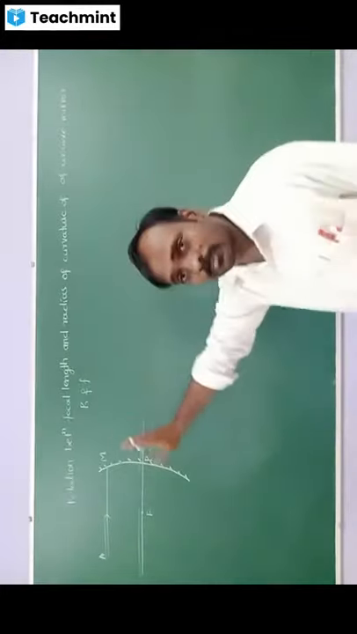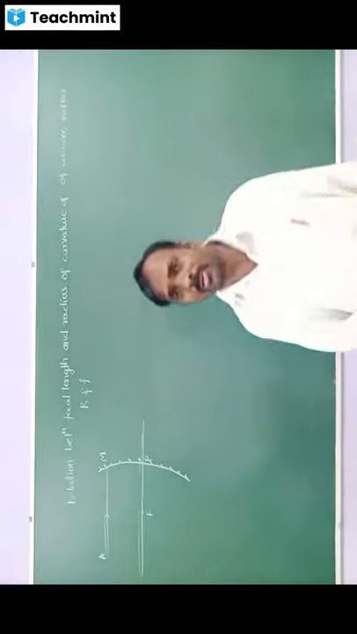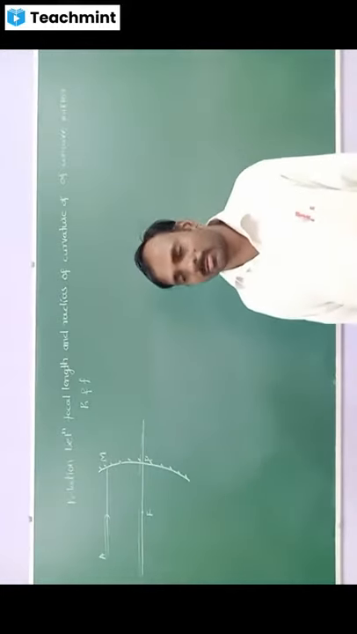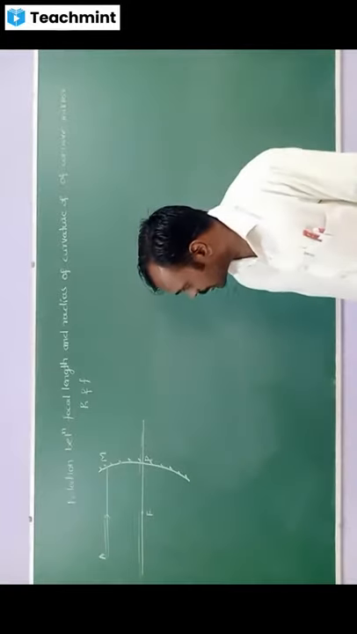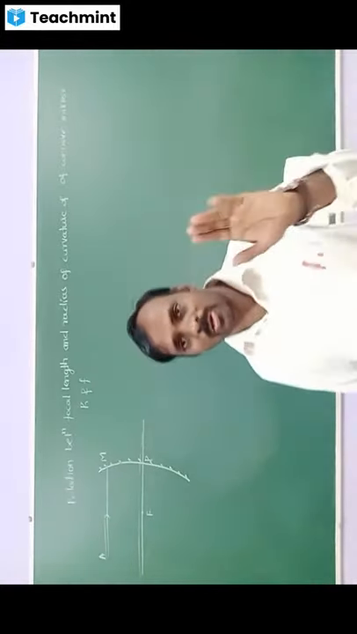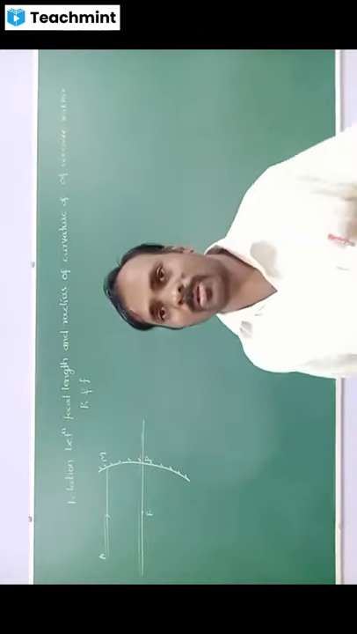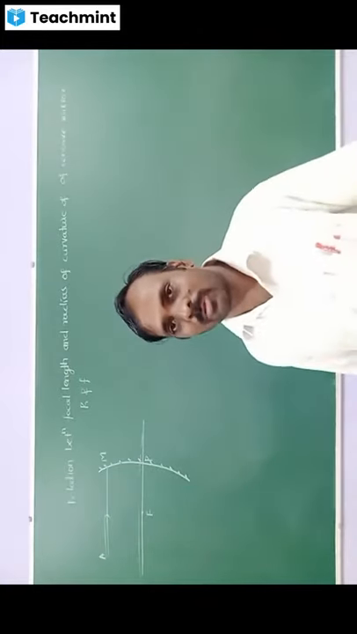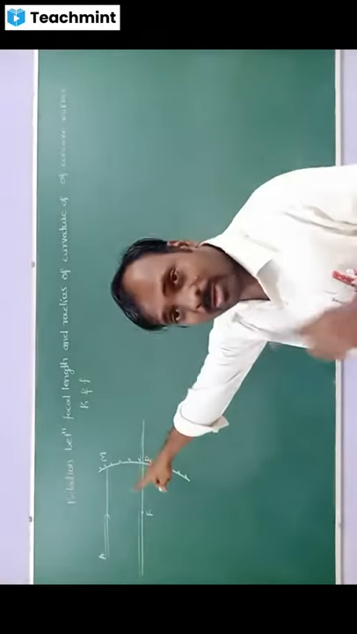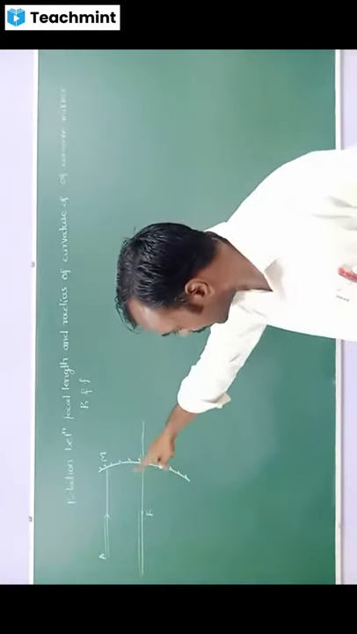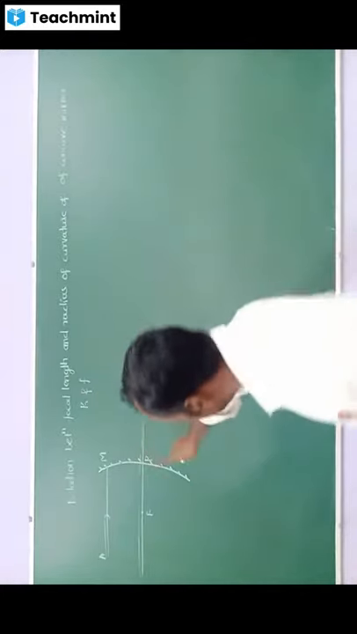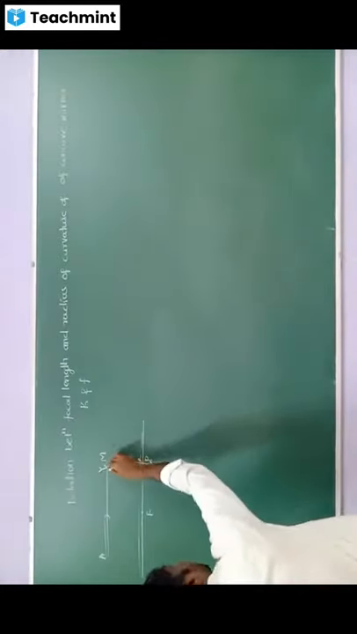Okay, so here we are deriving the relation between focal length and radius of curvature of a concave mirror. I consider a concave mirror with a focal length f and radius of curvature r. Then a parallel ray starting from A strikes the mirror at M. After striking the mirror at M, it reflects.